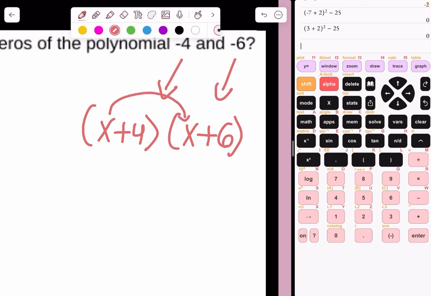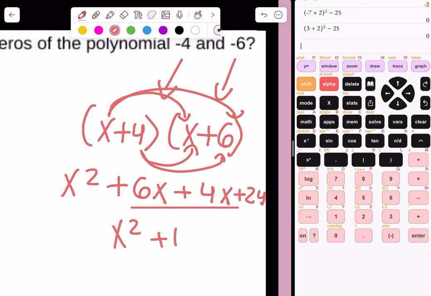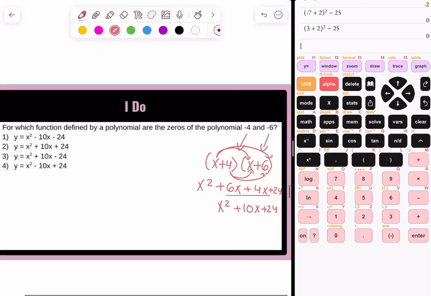x times x is x squared. x times 6 is 6x. 4 times x is 4x. And 4 times 6 is +24. We combine like terms. 6x plus 4x is 10x. And bring down the +24. And that gives us answer choice 2.